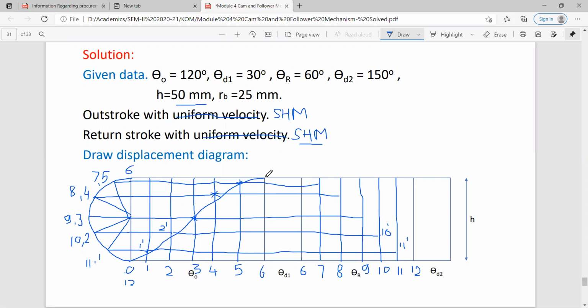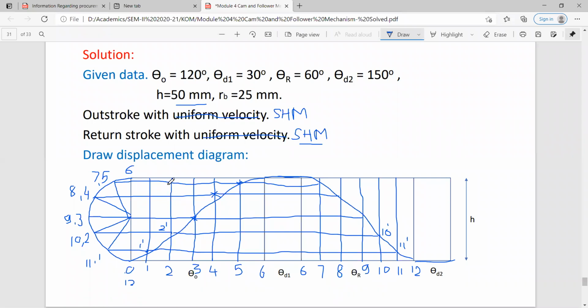Then here you can follow the vertical line up to this point, and then again you start joining these points up to 12. So it will go like this here. In this way you complete the displacement diagram.